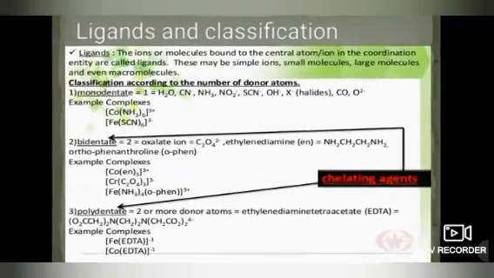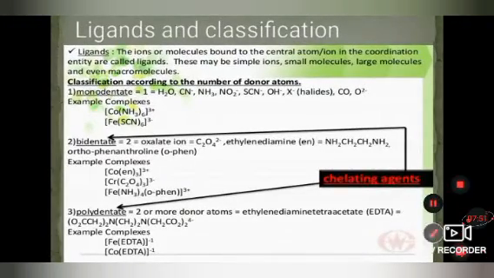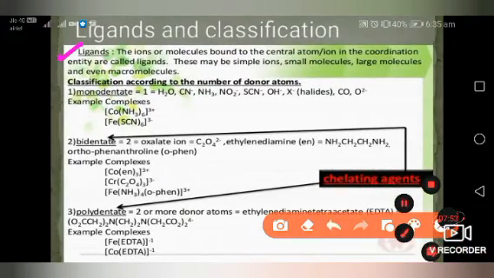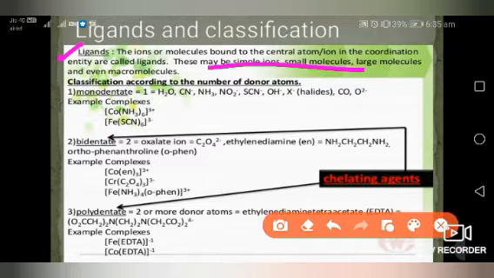Next, if we talk about the ligand, which is very important. Ligands are the ions and molecules bound to the central atom in the coordination entity, which is called a ligand. These may be simple ions, small molecules, large molecules, or macromolecules. If we talk about classification, it can be single, two, or many. Monodentate, a single-donor ligand, is called monodentate. Suppose H2O, CN negative, NH3, NO2. These all are examples of monodentate.